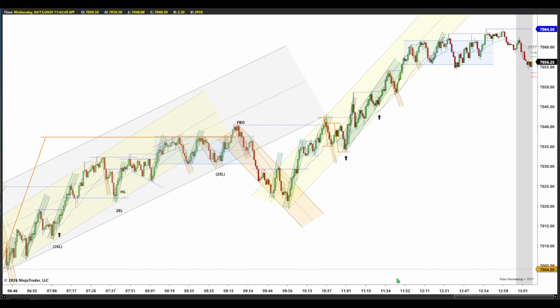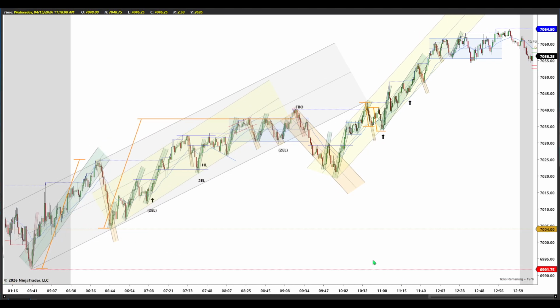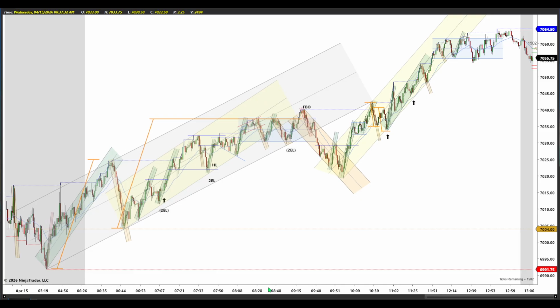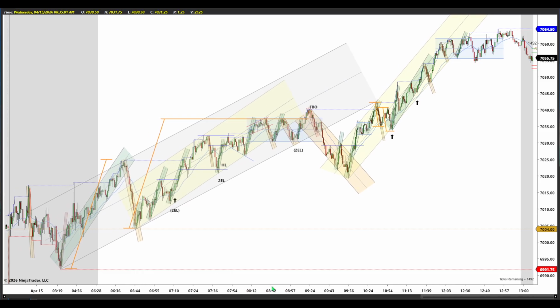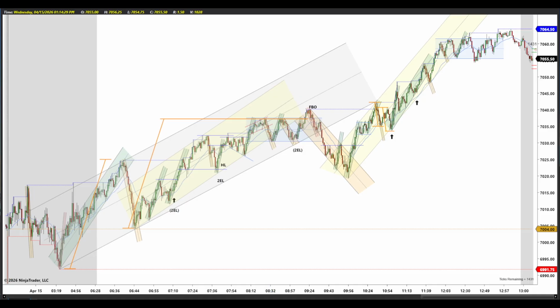I did see these two potential setups. Unfortunately, I didn't take them. And so it ends up being a no trade day, which I'm okay with. So hopefully the rest of the week turns out better. So hopefully that was helpful.